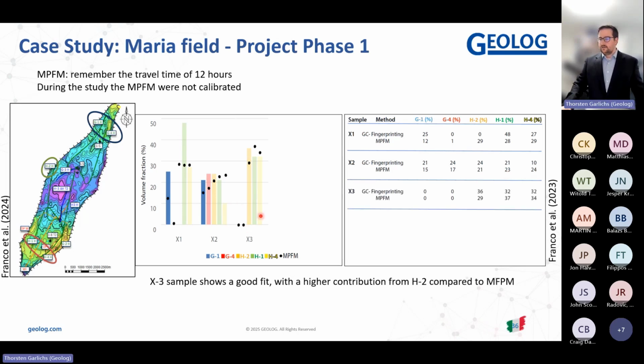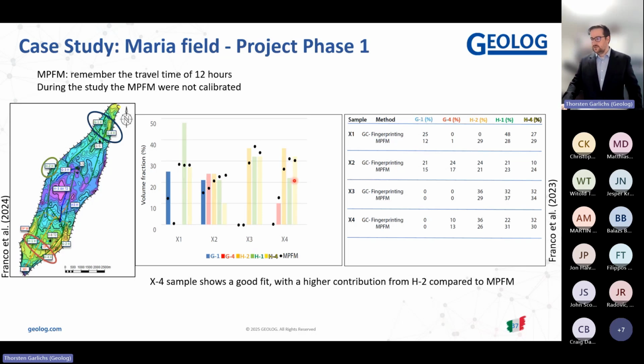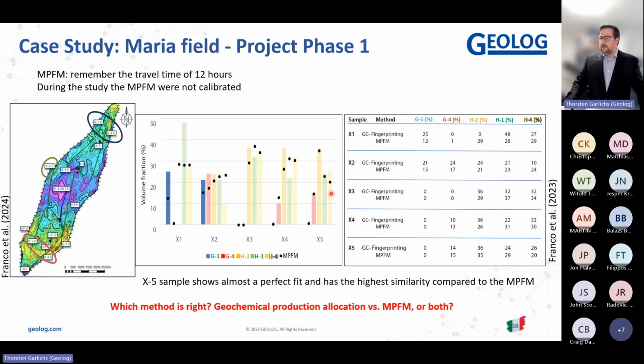The next sample here, we had potentially only 3 end members. The geochemistry showed us only 3 end members, and the flow meters showed also only 3 end members. So we have almost a very good fit with flow meters and geochemistry. The fourth sample, also here we see a quite good fit. There is always a small variation, and the main variation is coming into H2. So the middle part is a little bit higher contributing for the geochemistry compared to what the flow meters show us. And also the last sample shows an almost perfect fit between geochemistry and the multi-phase flow meters.